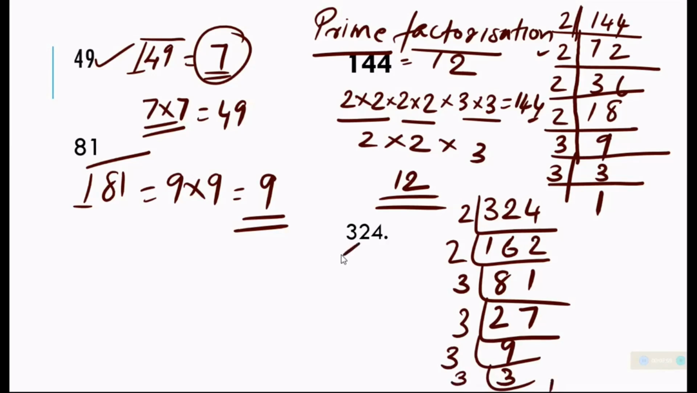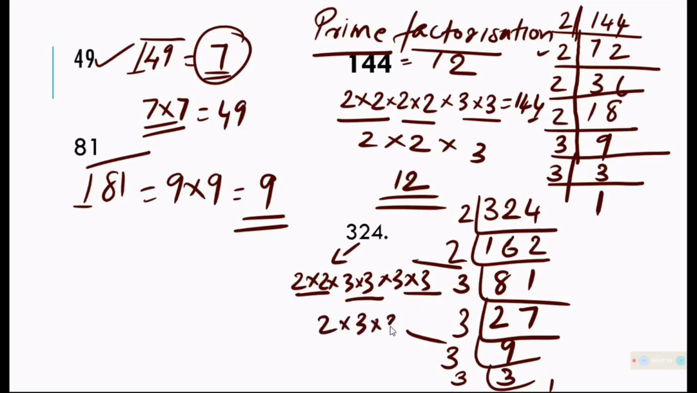So we can write 324 as 2 into 2 into 3 into 3 into 3 into 3. So the square root is 2 into 3 into 3. Correct? 2 3s are 6, 6 3s are 18 is the answer. If you are thinking about square root of 324. Understood? So this way we can find out square root by prime factorization.